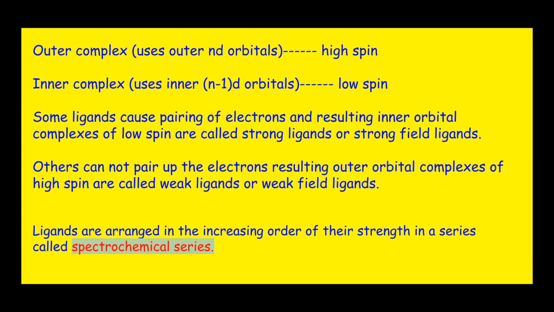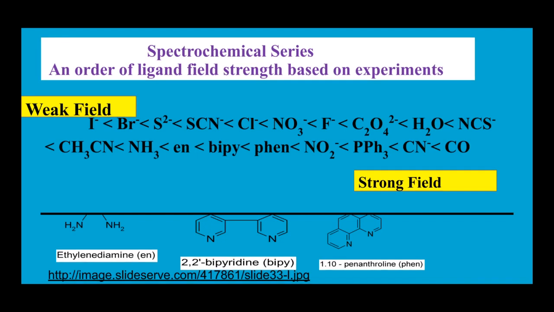You have already seen in the previous videos that there are different types of ligands. These ligands are arranged in the increasing order of their strength in a series, and this series is known as spectrochemical series. In this spectrochemical series, ligands are arranged depending upon their strength, which is derived from experimental data.